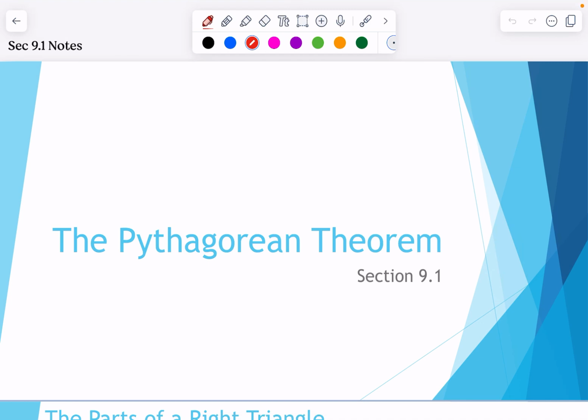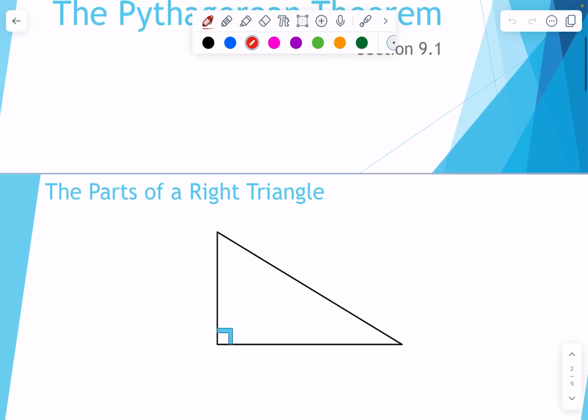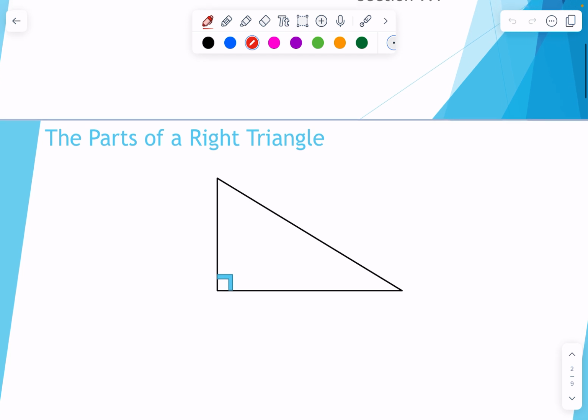Continuing in chapter 9, and the first topic we're going to hit on is called the Pythagorean theorem. The Pythagorean theorem is a very important theorem to find missing sides of a right triangle. So the first thing we're going to do is jump right into the parts of a right triangle. We have three parts that we need to make sure we know.